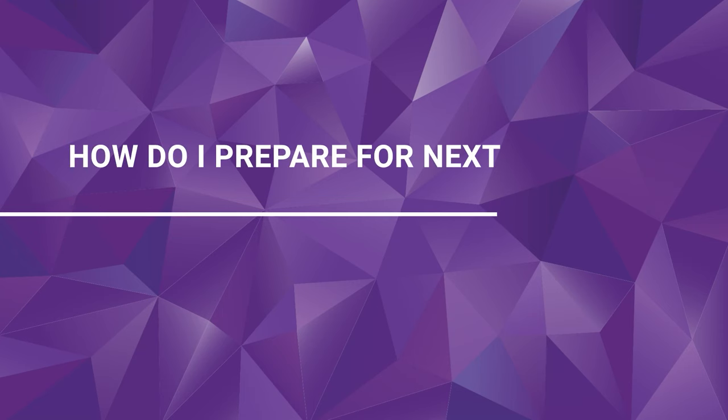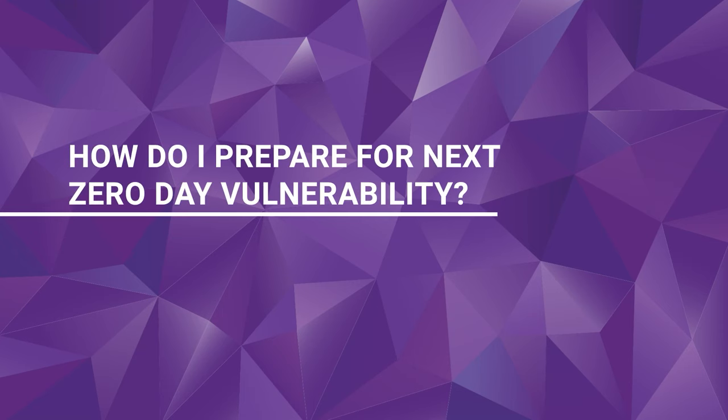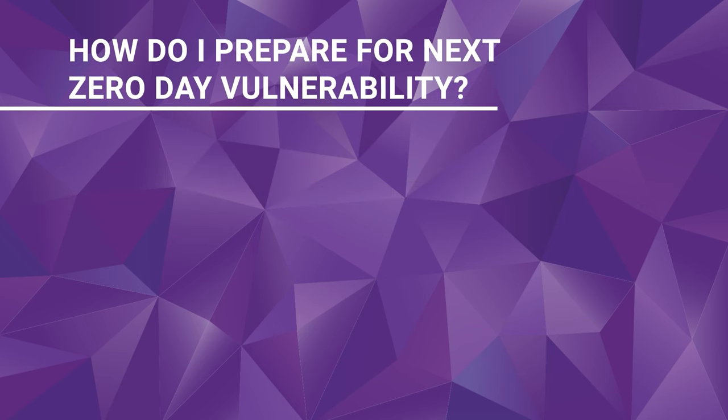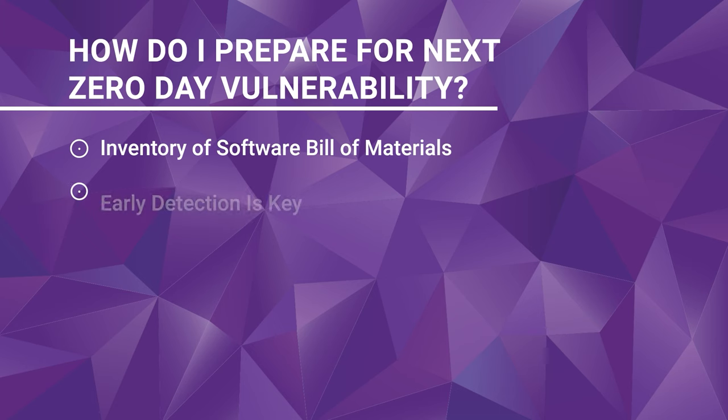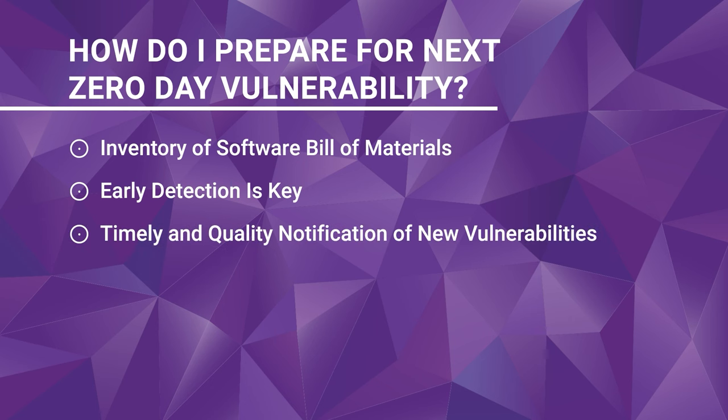So for conclusion, how do I prepare for the next zero-day vulnerability? You can't protect what you don't know you have in your software. Having a comprehensive software bill of materials will allow you to view your software component inventory in a single pane of glass. For the secure software development lifecycle, detection is the key to get ahead of the curve. Receiving timely and quality notifications of new vulnerabilities in open source components is immensely valuable.